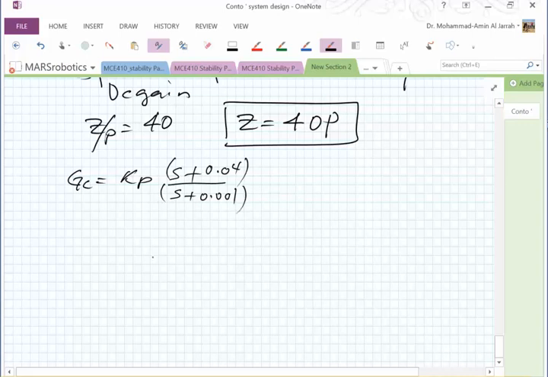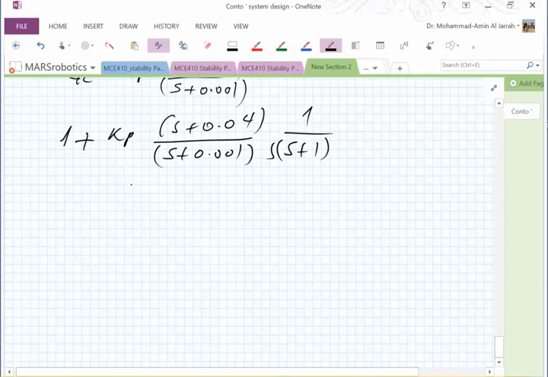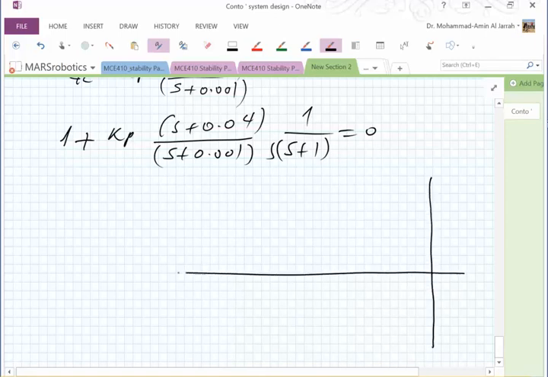So I have the desired controller, so I can check now and see a plot versus KP. So I have 1 plus KP times S plus 0.04 over S plus 0.001 times 1 over S times S plus 1. This is a third order system again. We increased the order of the system from second order to third order. Now the root locus problem becomes the following. I have the pole at the origin, the pole of the controller very close to it, the zero here, and the second pole of the system at -1.